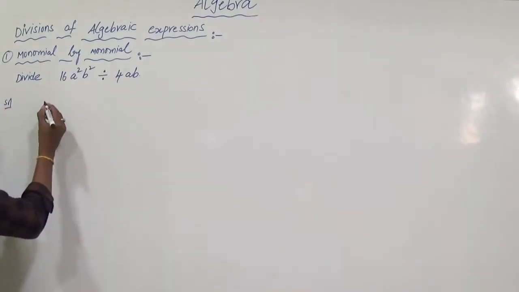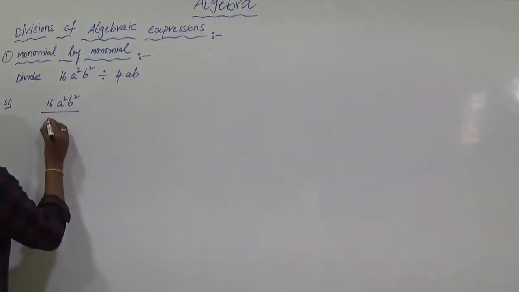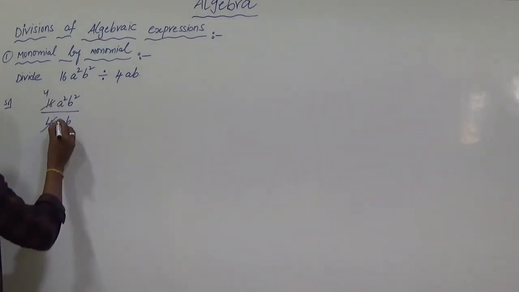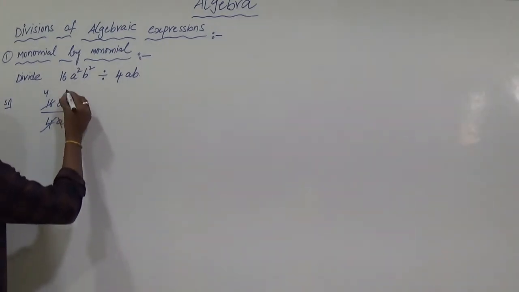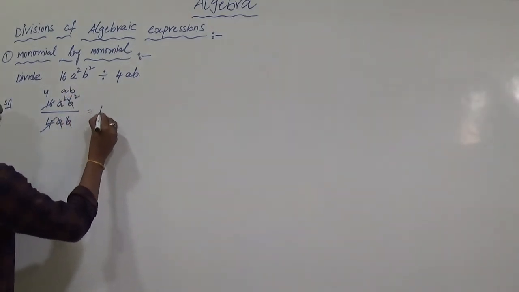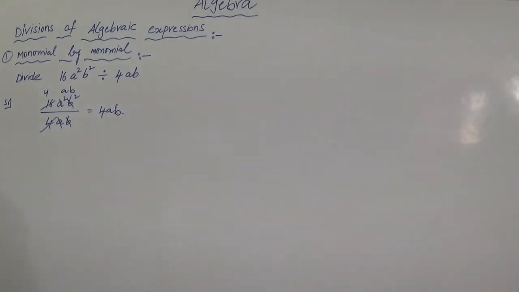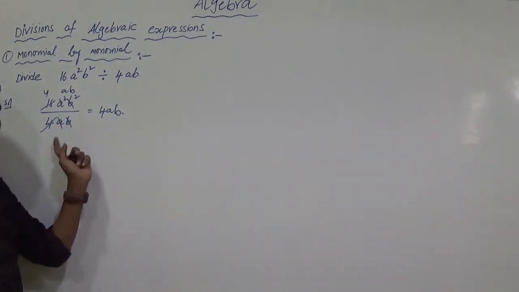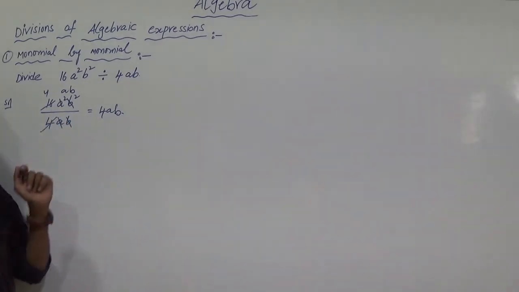We can do it directly. That is 16 a square b square divided by 4ab. Here 4 cancels with 16, 4 times. a cancels with a square, once. b cancels with b square, once. So we get 4ab. So monomial by monomial divisions are easy. There are no plus and minus symbols after the term, because it has only one term. That's why we can do number with number and letter with letter directly. We get the answer 4ab.